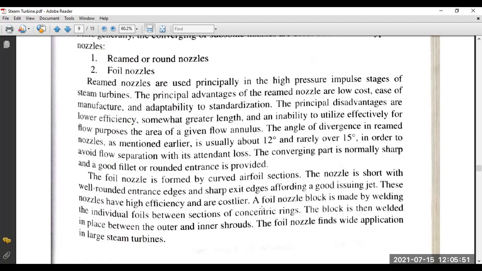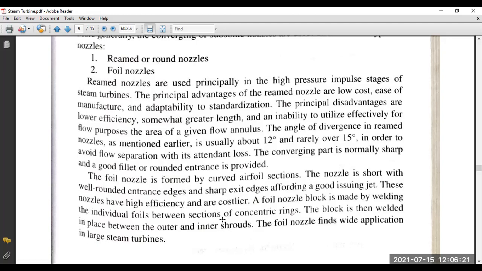If you allow the flow to pass through this airfoil, the airfoil will control the energy considerably in order to increase the velocity of the output itself. The nozzle will be short in length, unlike the rimmed nozzle, with well-rounded entrance edges and sharp exit edges, according to a good issuing jet.